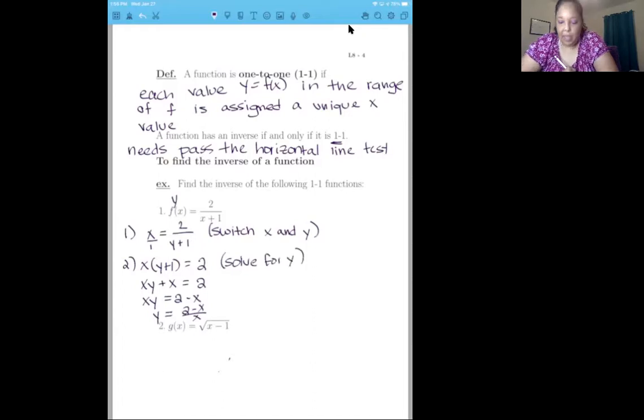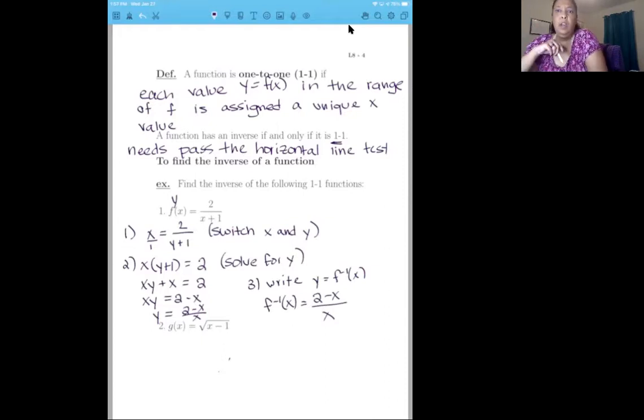All right, and then write y equals f inverse of x. So my inverse is 2 minus x over x. Now, if you want to check to make sure they're inverses of each other, you compose them and make sure that you get x out. Let's just do one of them. You can try g composed with f. Why don't we try f composed with g? Or f composed with f inverse, sorry.